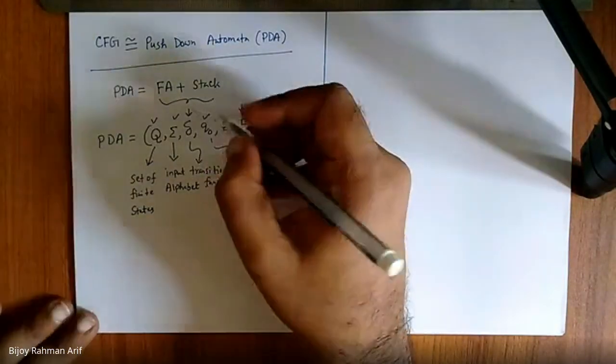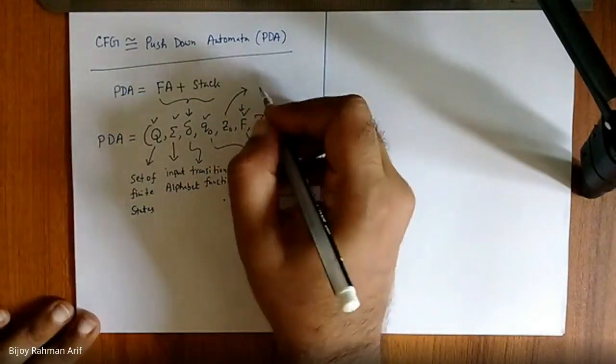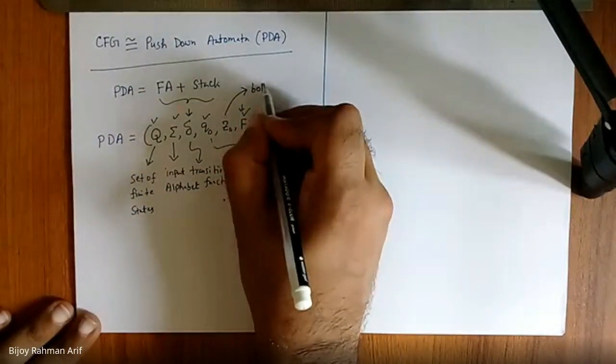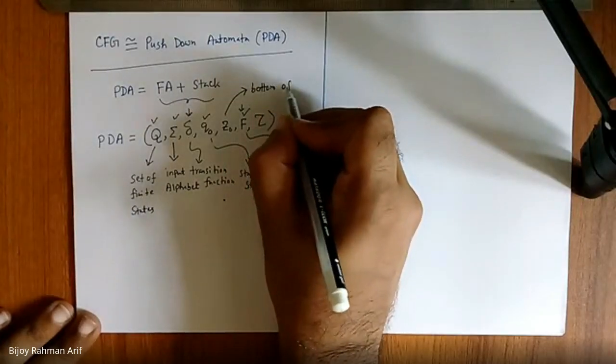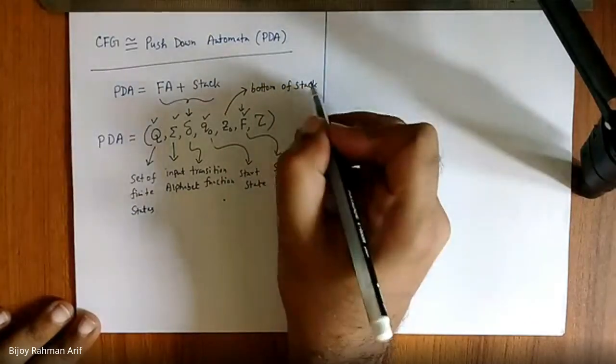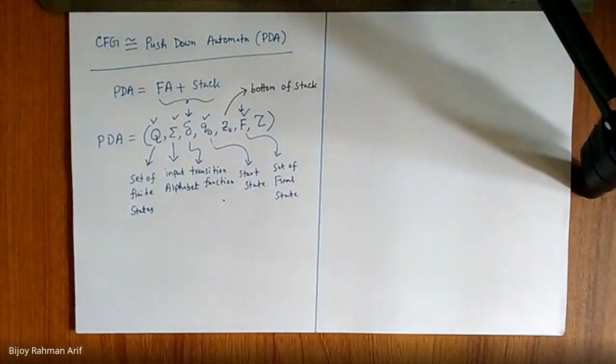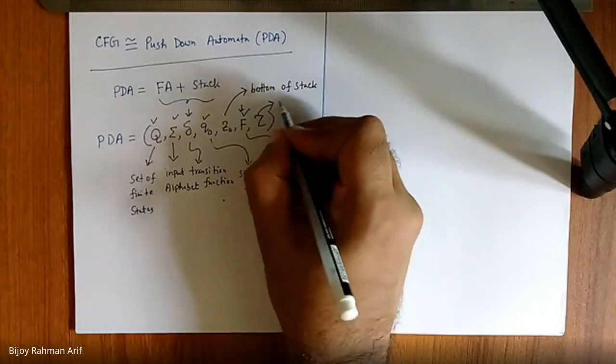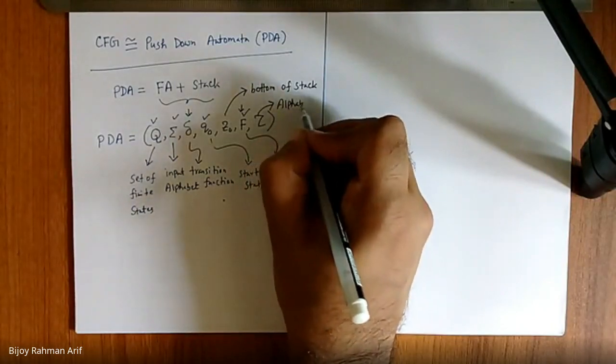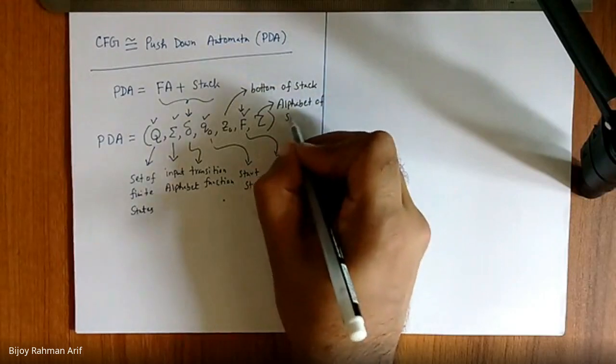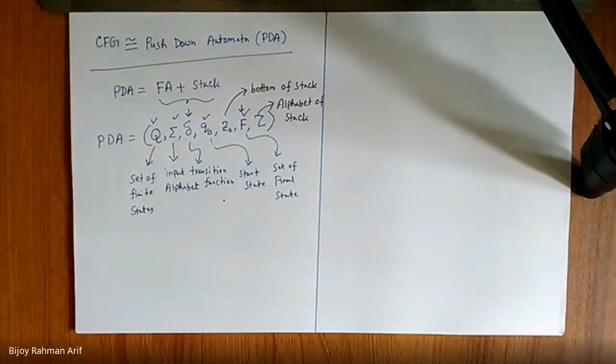Now we have Z naught. Z naught represents a special character, the bottom of stack. Any stack should contain Z naught at the bottom, which represents that the stack is empty. And tau is the alphabet of the stack. So this is the difference: Z naught is a special symbol which represents the bottom of stack, and tau is the alphabet of the stack.